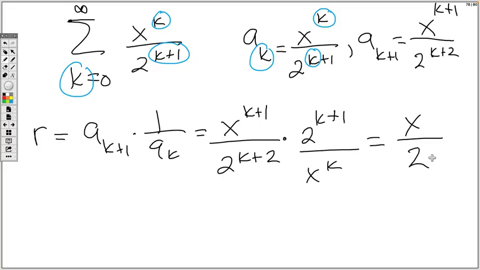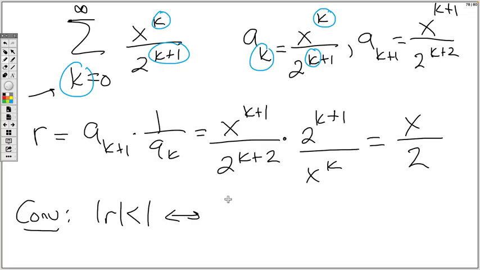This proves it's a geometric sequence because the ratio doesn't depend upon who? K, which is the counter. You follow? So for this to converge, I need the absolute value of r to be less than 1. So I need the absolute value of x over 2 to be less than what? 1.